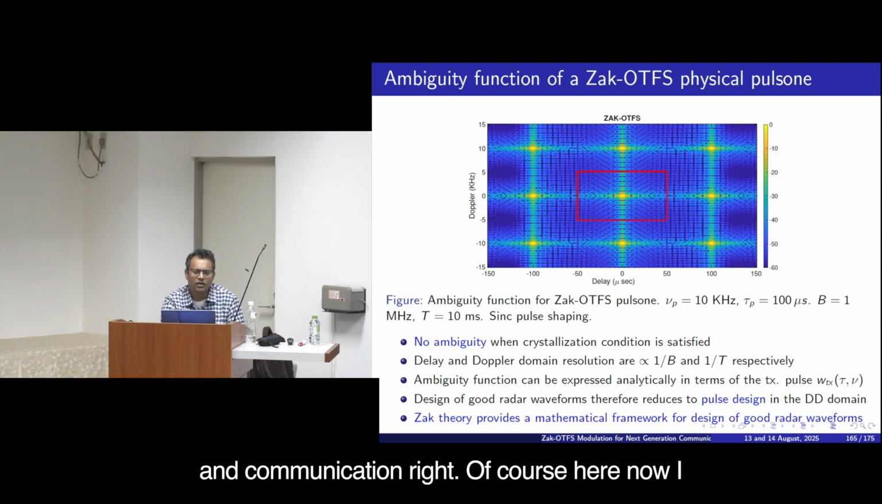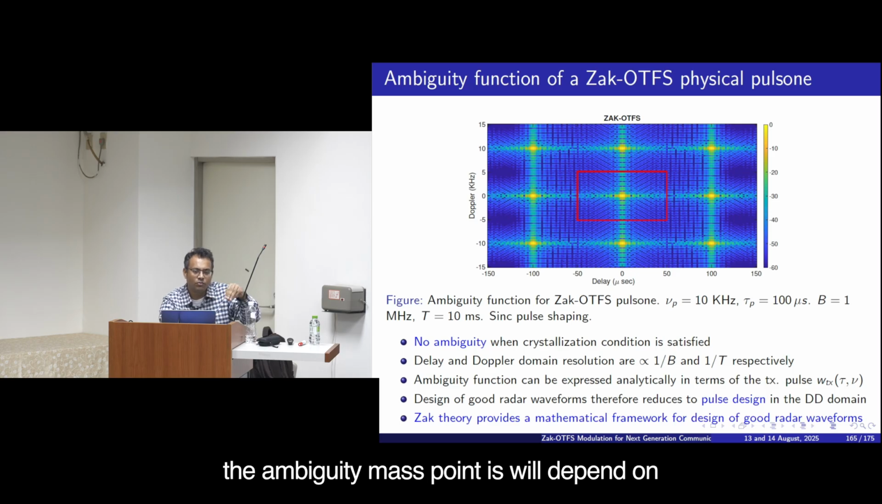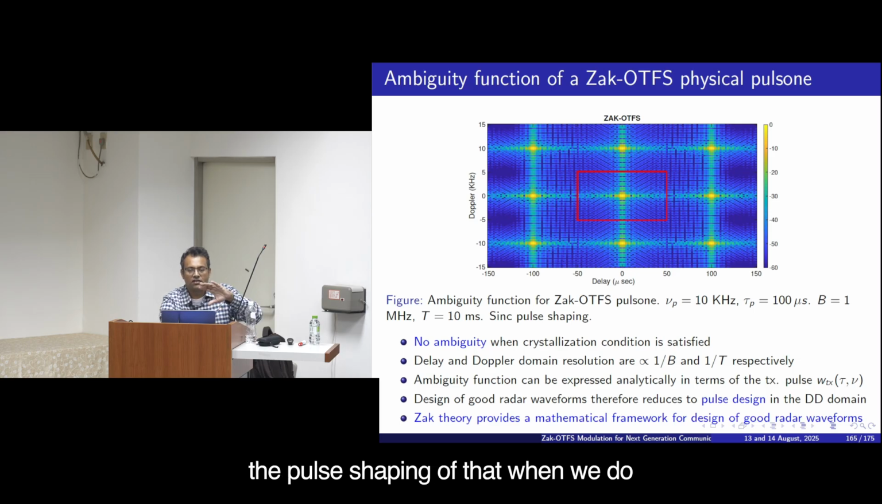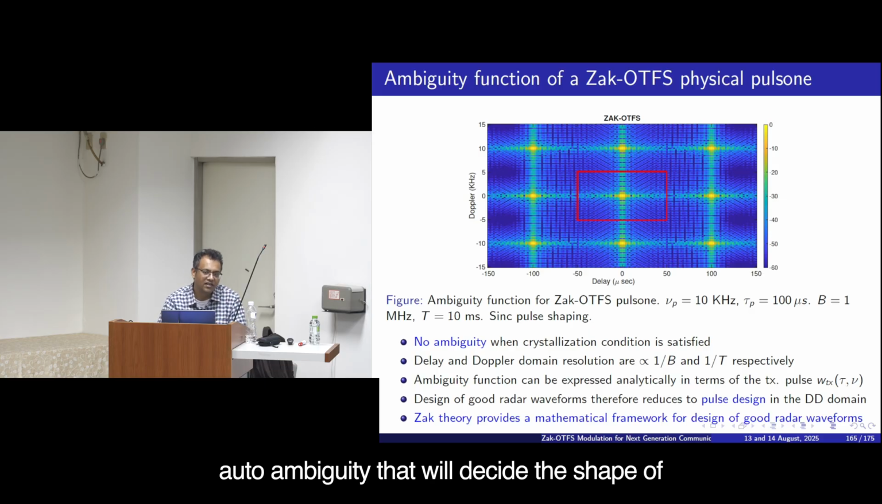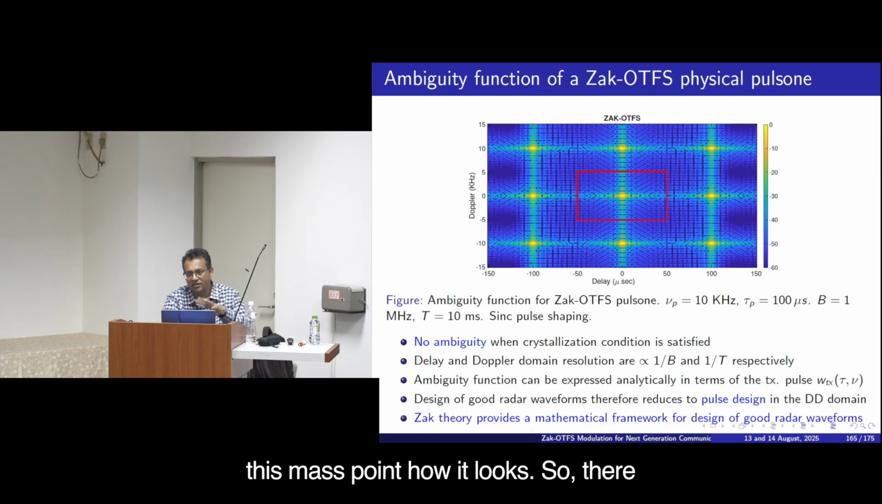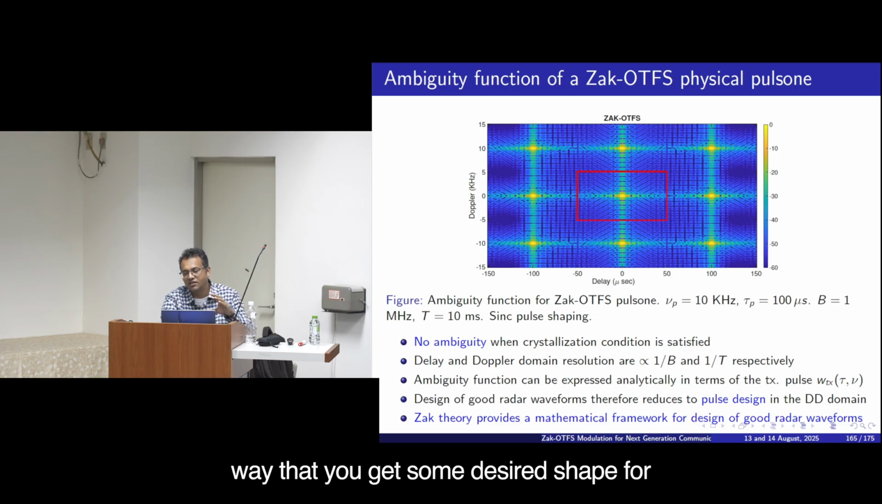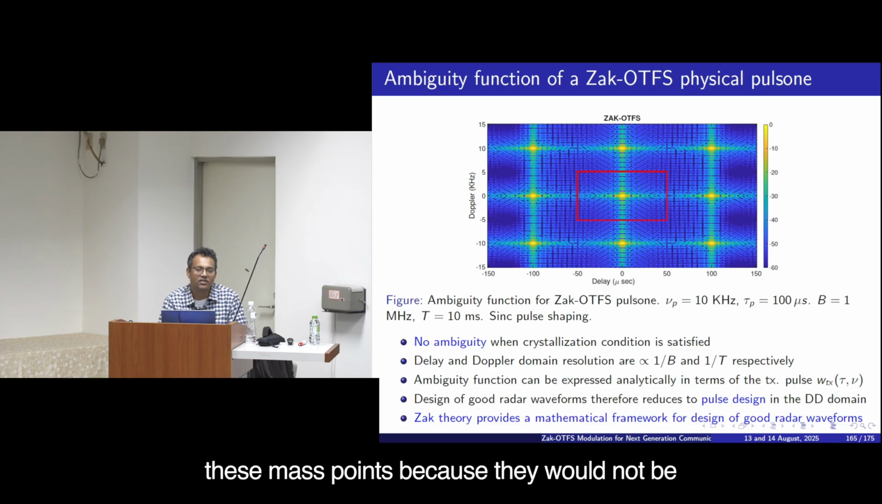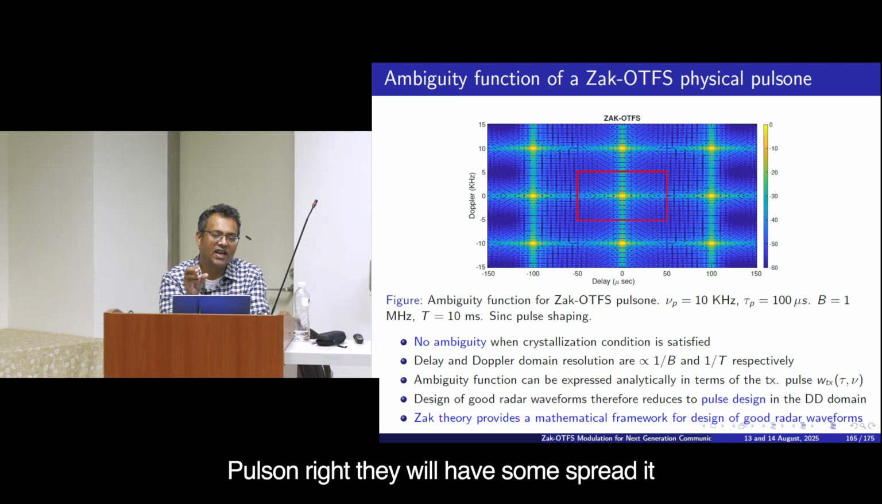Of course, the shape of this pulse, where the ambiguity mass point is, will depend on the pulse shaping, the WTX, at the transmitter. So, that is the shape that will come here in the auto ambiguity, and that will decide how this mass point looks. There is a bit of math that can be done in designing the WTX in such a way that you get some desired shape for these mass points, because they will not be Dirac deltas when we are using a physical pulson. They will have some spread.